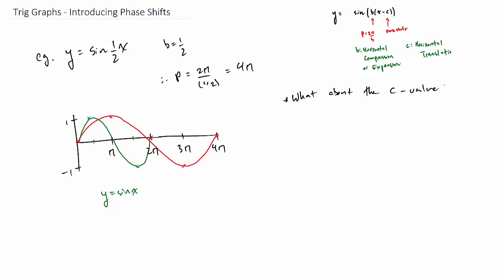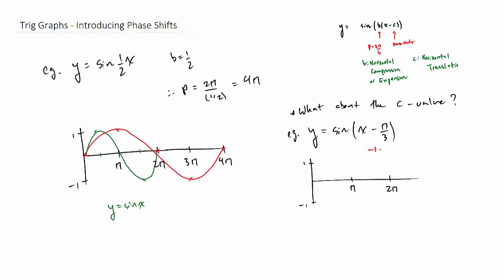So what about the C value? We said we were going to introduce phase shift, so let's see what happens if we put in a C value of pi over 3. So notice that basically what this means is we are shifting our graph pi over 3 units to the right. So instead of starting at 0, we're going to start at pi over 3, and that pi value is going to turn into 4 pi over 3, and the end value, 2 pi, is going to turn into 7 pi over 3.